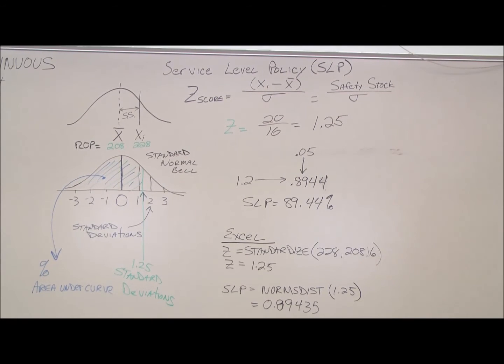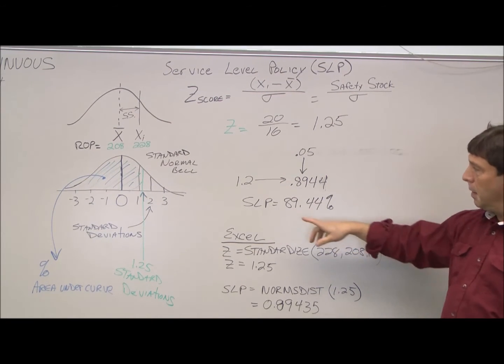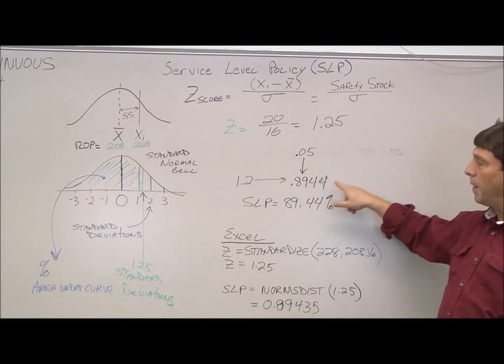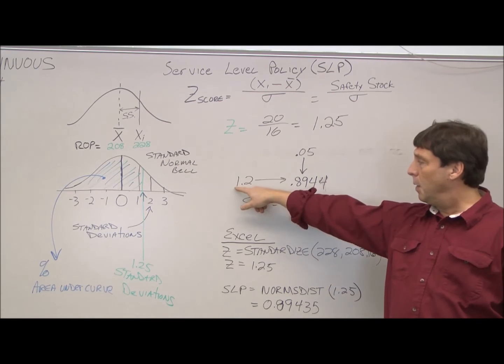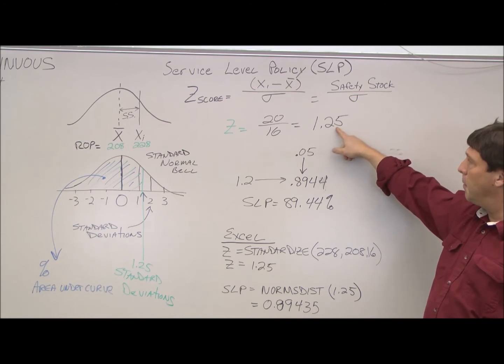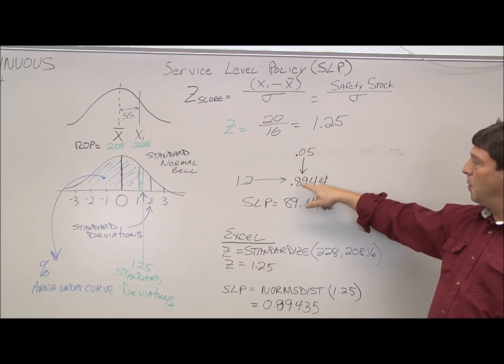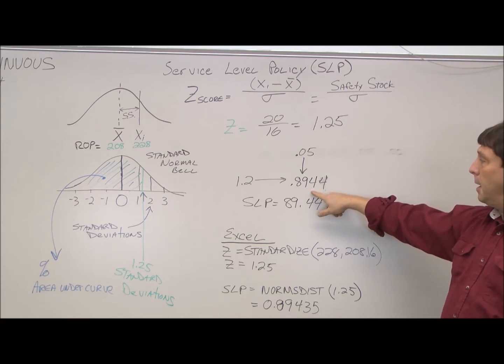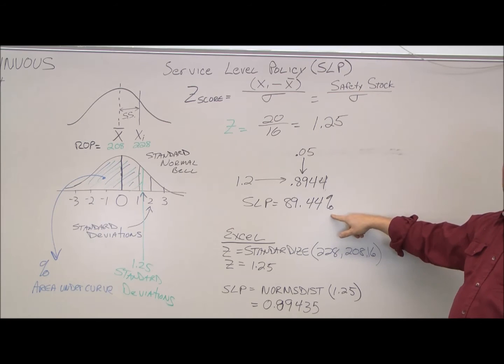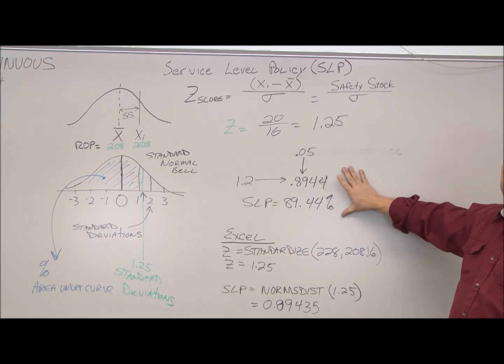Okay, if you look at the Z chart that just flashed up on your screen, this is from the z-score. This is how we find the service level policy. We have 1.2 over on this side, 0.05 at the top. Together they make 1.25. Where those two intersect, it comes out with 0.8944. Turning that into a percentage, that gives us 89.44%. The calculation is kind of difficult and beyond this course, so that's why we use the Z table.